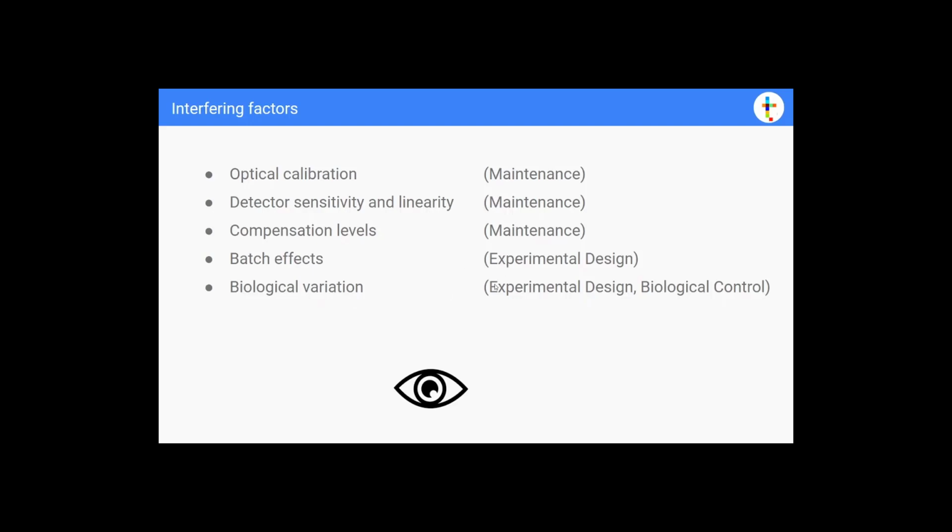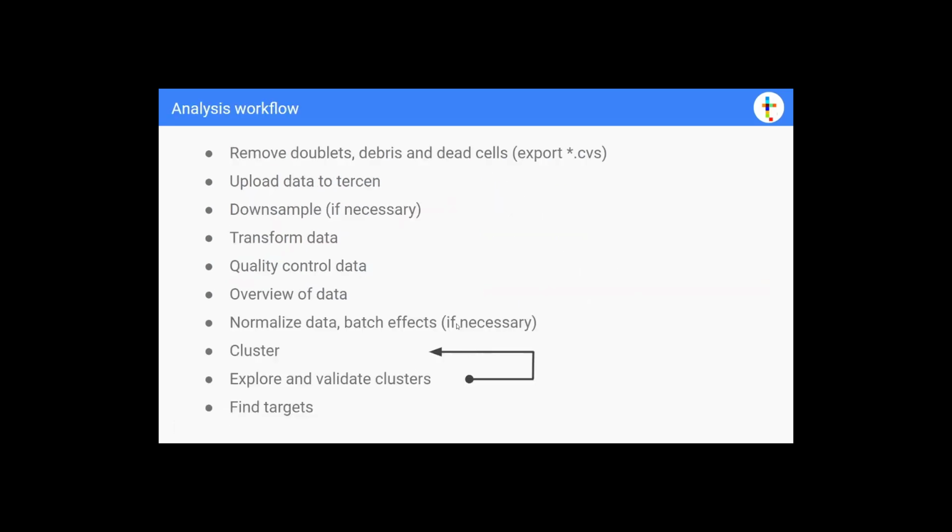Experimental design can also cover how you control the biological variation with biological controls. I've had 15 years of experience of this, so this is worth spending time on at the start. When you look at your data, you will see these interfering factors. That's why I put a big I here, and in Tercen you can.